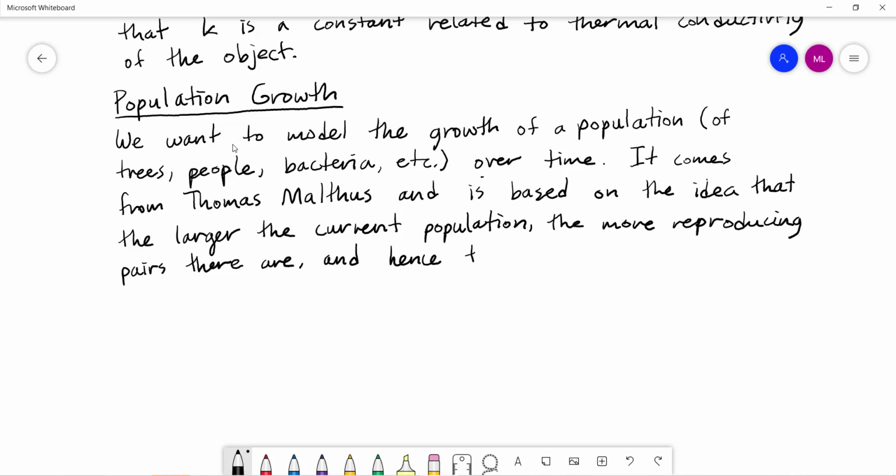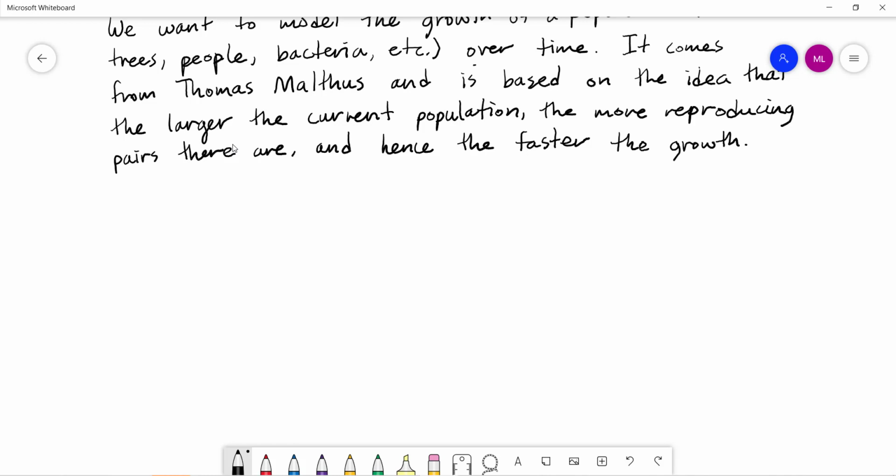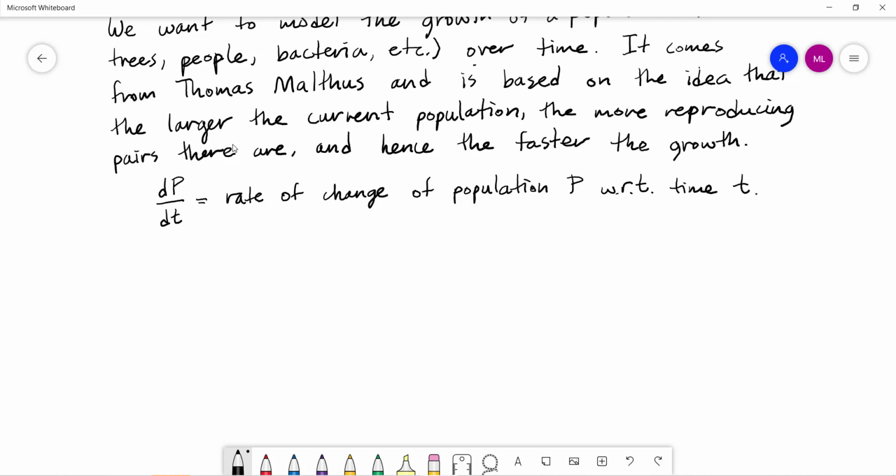And hence, the faster the growth. So essentially what we're making is a statement about dP/dt. So this is the rate of change of our population P with respect to time, T. WRT there just stands for with respect to time. And what we're suggesting is that the larger the current population, the larger the rate of change. The smaller the population, the smaller the rate of change. Essentially, we're making an argument about proportionality again.